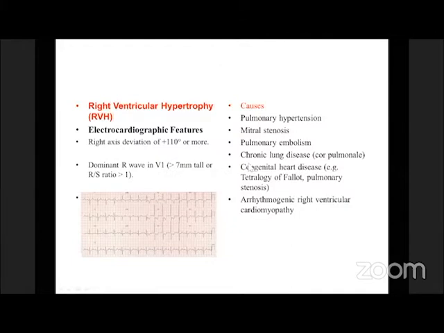And of course, we have different causes of right axis deviation, starting from pulmonary hypertension, or sometimes it could be secondary to left-sided disease like mitral stenosis complicated by pulmonary hypertension, or pulmonary embolism, chronic lung disease, cor pulmonale, congenital heart disease, or arrhythmogenic right ventricular cardiomyopathy.